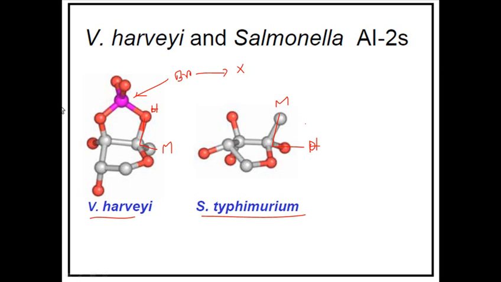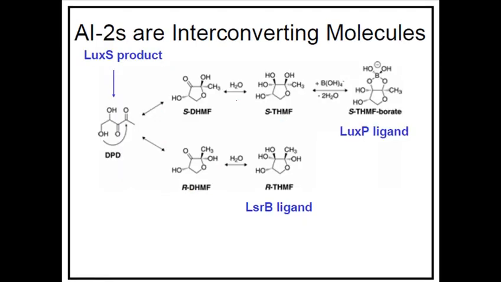And most of the bacteria which are studied, maybe their structures are different, but these are the things that are conserved. In the case of those marine bacteria, we can find this boron, and also the orientation of the methyl and hydroxyl groups is different from Salmonella and E. coli. Okay, so this is how the autoinducing system 1 and the autoinducing system 2 can interact with each other at the same time.